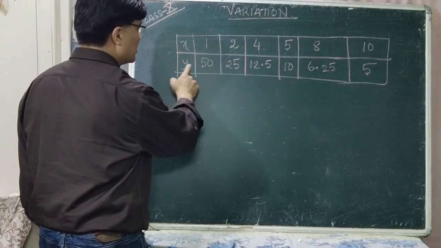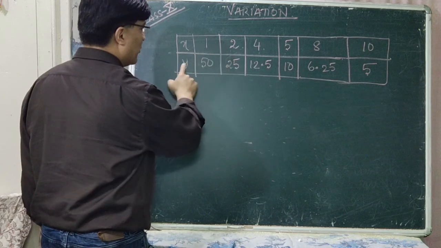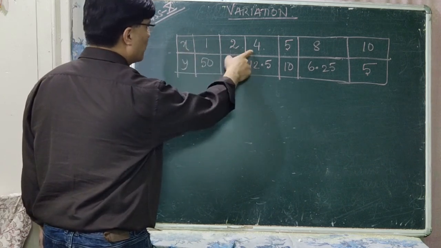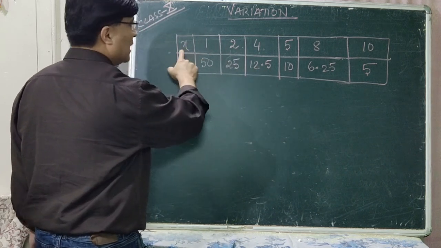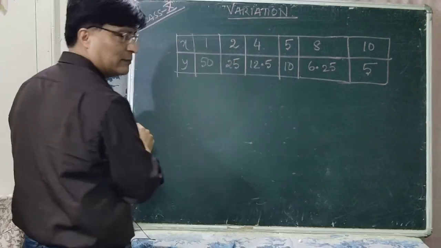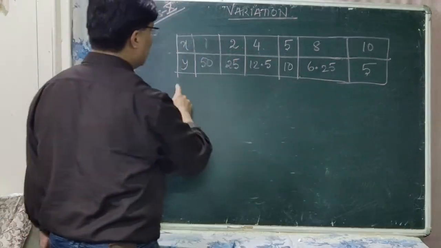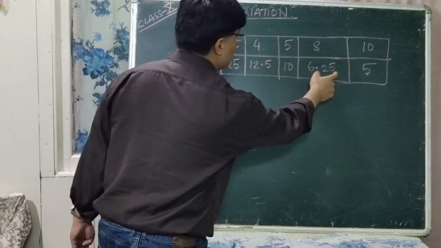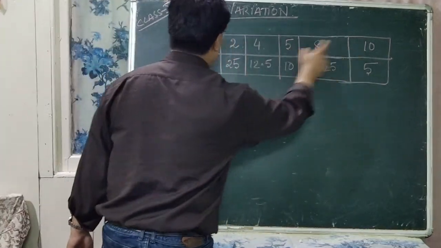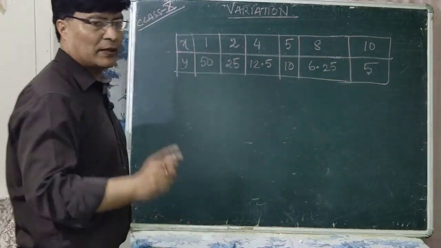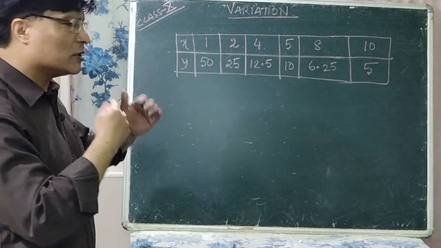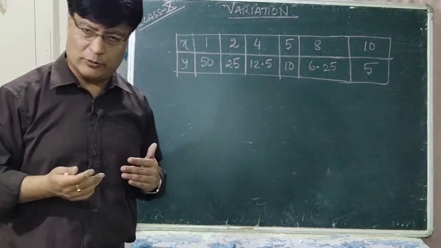x is equal to 1 हुँदाखेरि y is equal to 50, x is equal to 2 हुँदाखेरि y is equal to 25, x is equal to 4 हुँदाखेरि y is equal to 12.5, x is equal to 5 हुँदाखेरि y is equal to कति छ 10, x is equal to 8 हुँदाखेरि y is equal to कति छ 6.25, x is equal to 10 हुँदाखेरि y is equal to कति भयो 5 भयो. अच्छा यहाँ के चाहिँ हुँदैछ, कसरी x र y चेन्ज हुँदैछ त्यो हेर्नु.